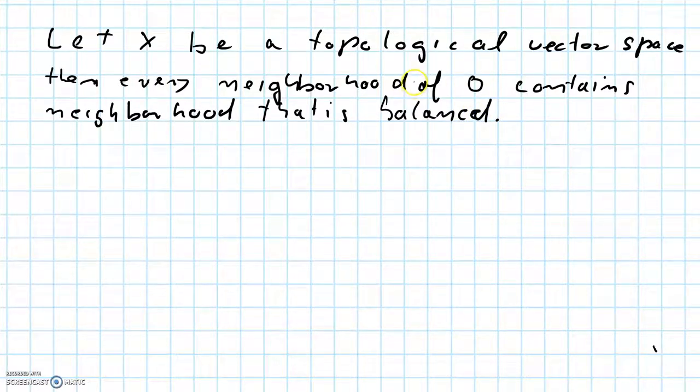So let's call our neighborhood of 0 U for reference. So this is U. And let's call the other neighborhood, the one we're supposed to find now, W. So we have to prove that inside U lies W, and W is balanced.